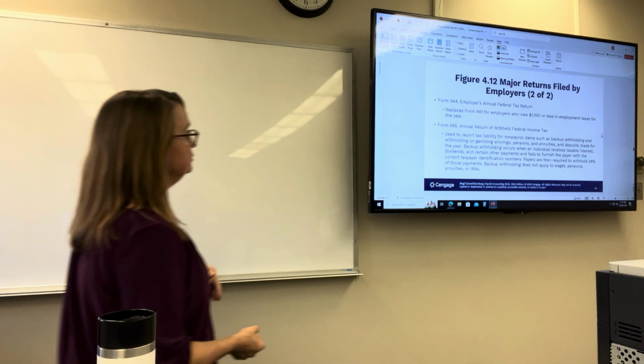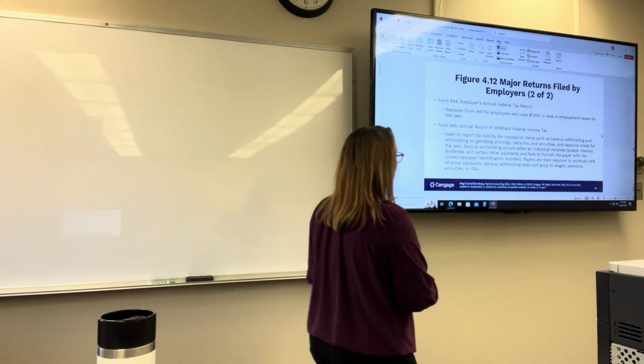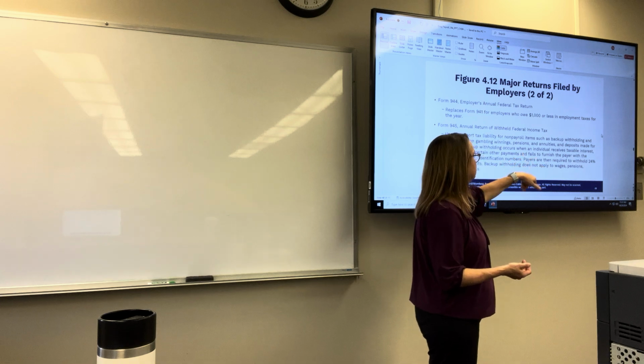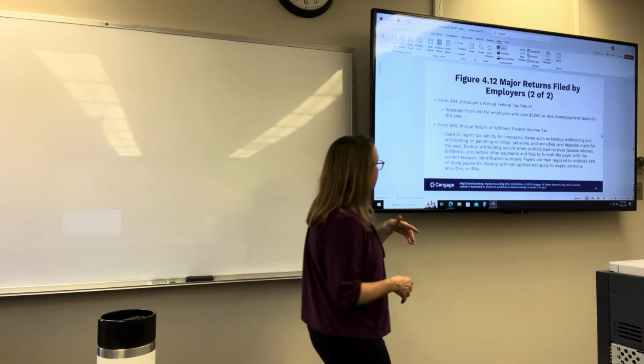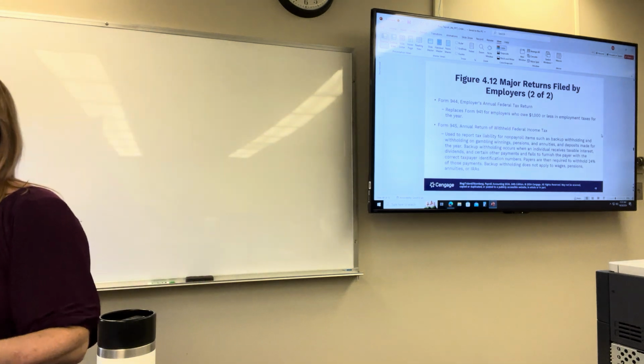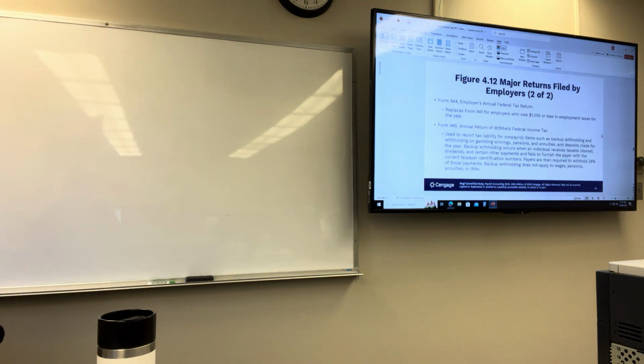945 is used for withholding on gambling winnings, pensions, and annuities, those particular types of payments. So again, payroll department's probably not going to be working with the 945 as much. It would be mostly the accounting department if that did apply.